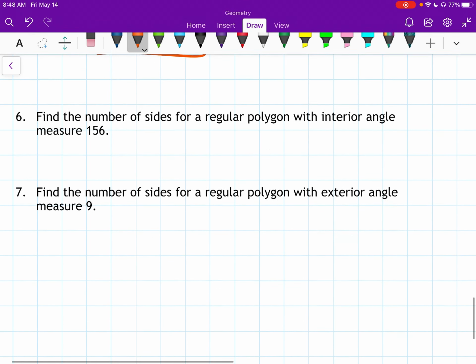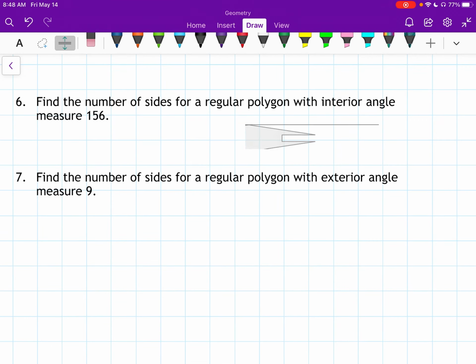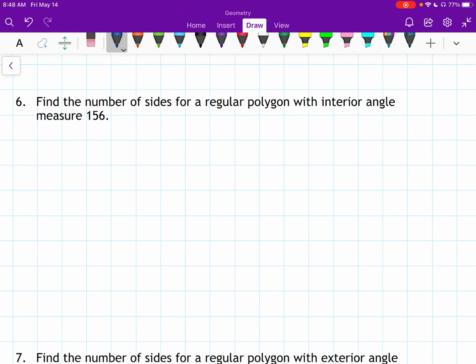Number 6. This one goes a little bit backwards in comparison to the previous one. Find the number of sides of a regular polygon with an interior angle measure of 156. So let's write down what we know. We have 180 times n minus 2. That gives me the total number of angles, or the sum of the angles. Now, if I were to divide this by the number of sides, then it would be equal to 156.